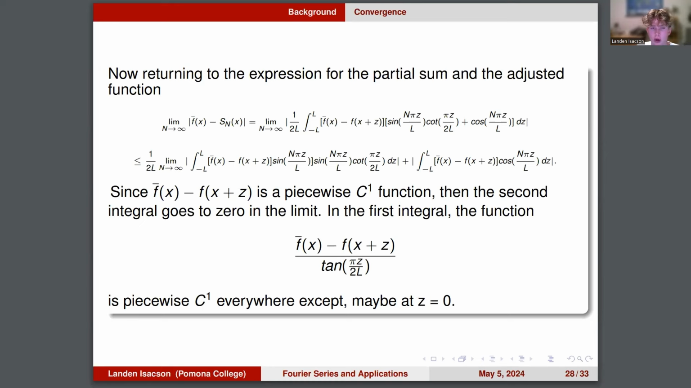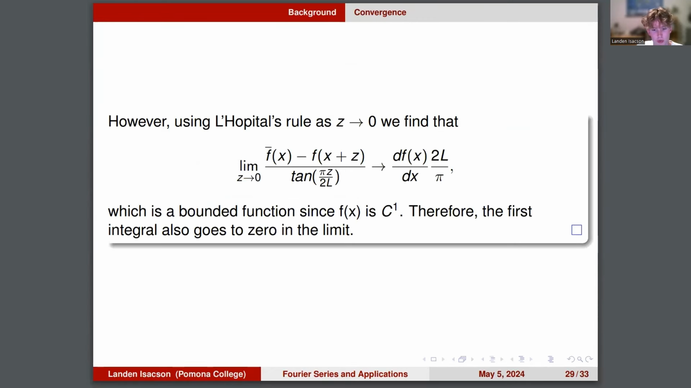Now returning to the expression for partial sum and the adjusted function, since the adjusted function minus f of x plus c is a piecewise continuously differentiable function, the second integral goes to zero in the limit, and in the first integral, the function is piecewise continuously differentiable everywhere except maybe at z equals zero. However, using L'Hopital's rule, which you may recall from calculus, we can see that the first integral actually also goes to zero. And so we have completed our proof. I hope that the main ideas stood out. It's definitely a lot to take in on the first read through.